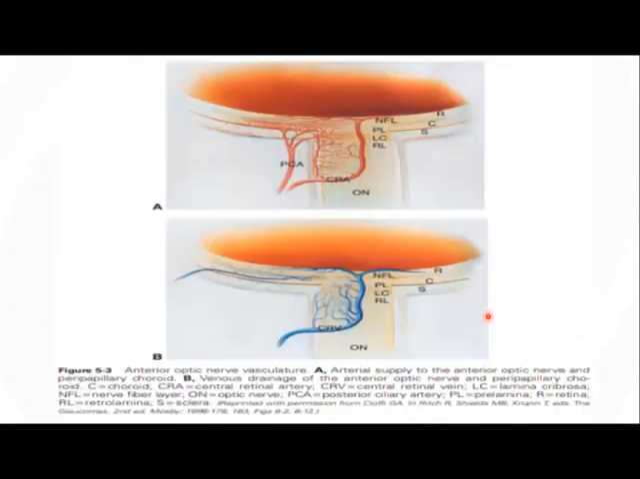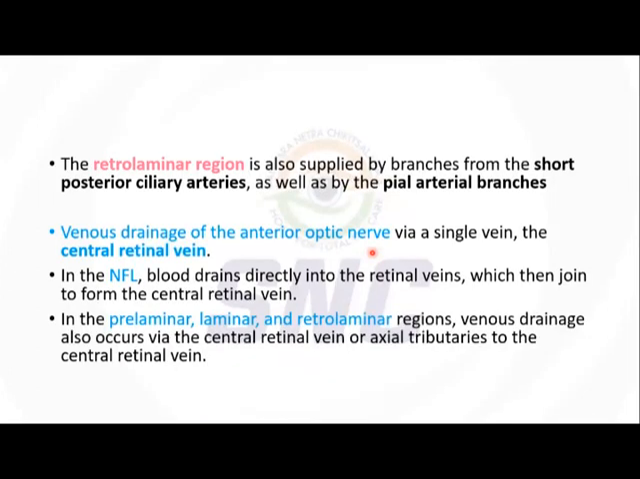And this is the anterior optic nerve vasculature. A is this part showing the arterial supply to the anterior optic nerve and the peripapillary choroid. And this picture shows the venous drainage of the anterior optic nerve. The retrolaminar region is also supplied by branches from the short posterior ciliary arteries and the pial artery branches also.